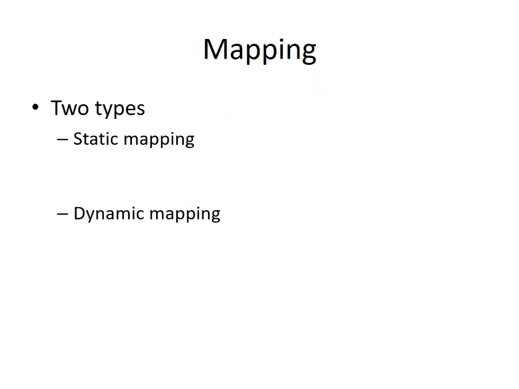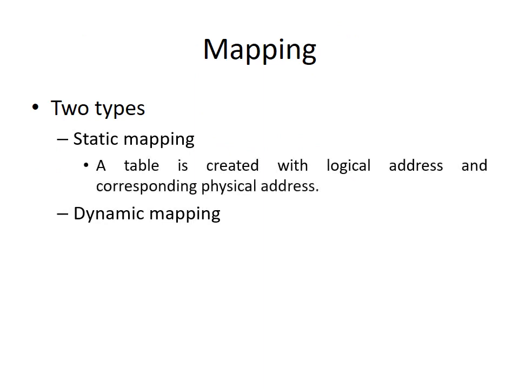There will be two types of mapping mechanism. One will be static mapping and the other will be dynamic mapping. In the case of static mapping, we create a table containing the logical address and the corresponding physical address. So there we maintain a table which contains both the MAC and IP address.